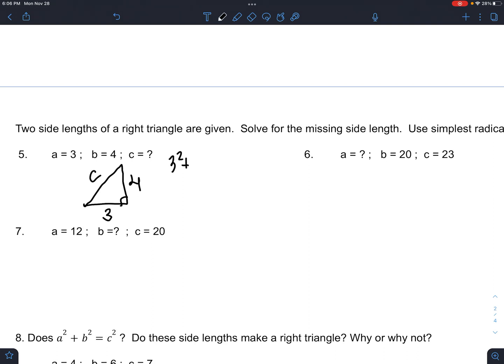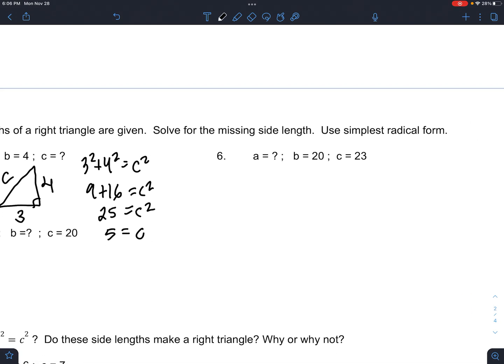It would be 3 squared plus 4 squared equals c squared. So that's 9 and 16, which is 25, which means that c is 5, because 5 squared is 25. So that's actually a very extremely popular right triangle. It's the smallest triangle that you could draw that has whole number sides. Okay, so it's a very important triangle.